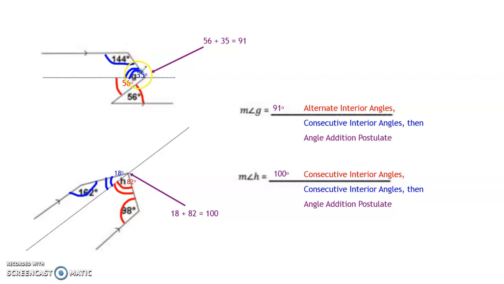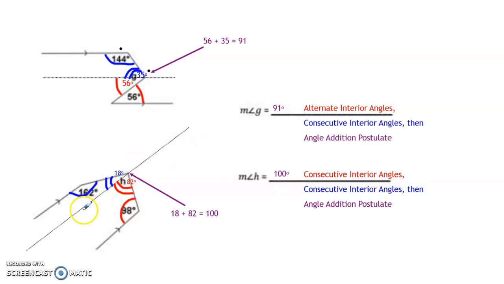That means that this angle is going to be 35 degrees. I'm using alternate interior angles for this one to find that these are equal to each other. This happens to be consecutive interior angles. They're on the same side of the transversal, and they are inside the 2 parallel lines. I did the same thing here.